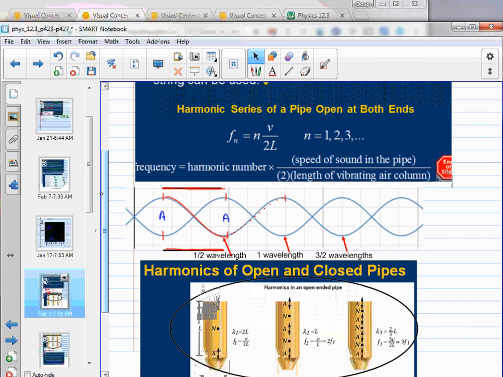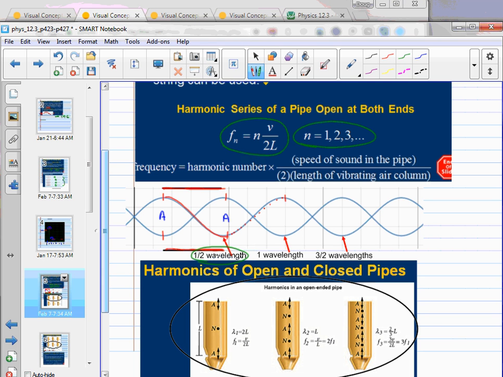So since it is 1/2 a wavelength the first time that this can occur, just like for a string, we have the identical formula for open-ended pipes and for strings with both ends open. Integral multiples, so multiply it times 1, 2, and 3, and you get all the frequencies that can resonate.